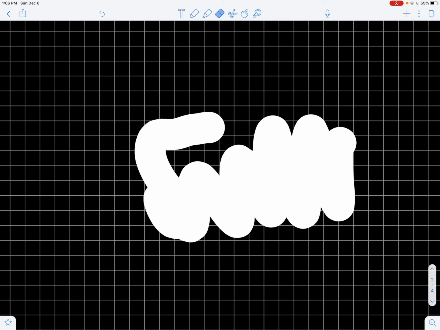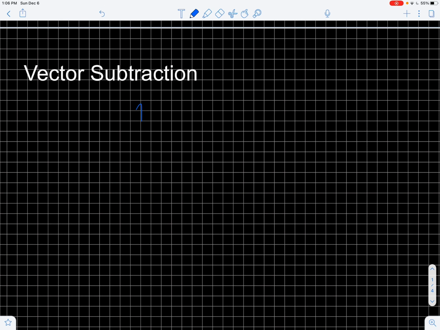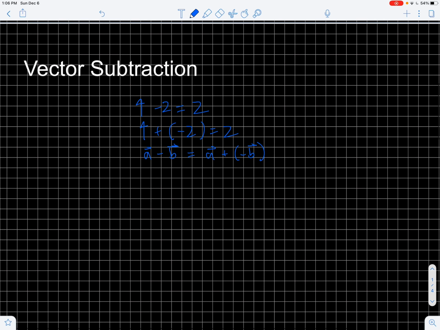Now, when you are subtracting a number, another way to interpret subtraction is the addition of negative numbers. And in the exact same way, we can interpret the subtraction of vectors as the addition of negative vectors. All right, so let's do it.